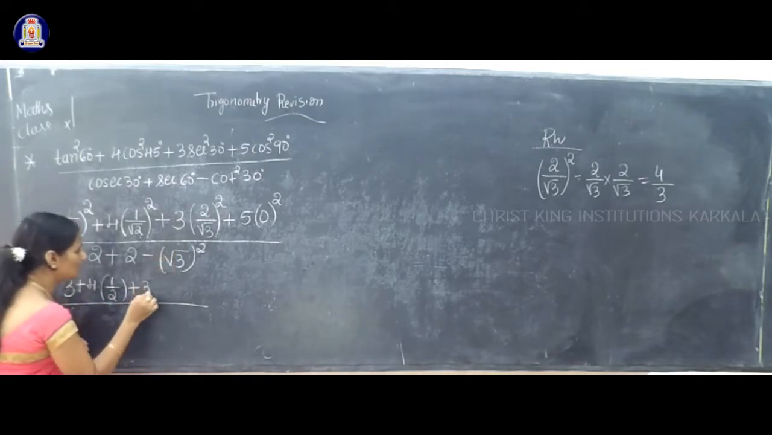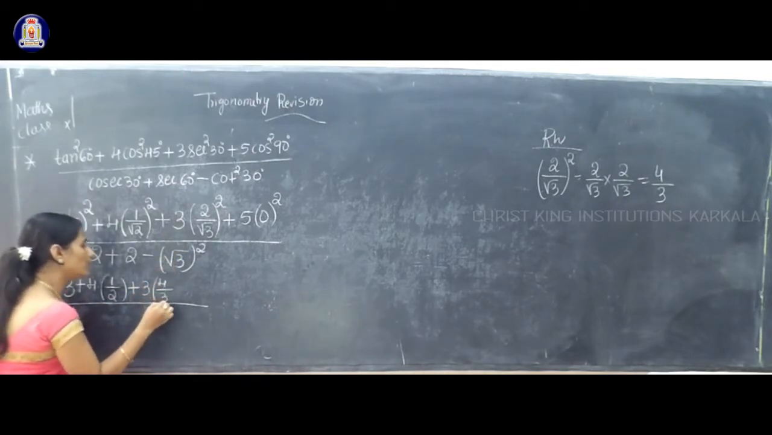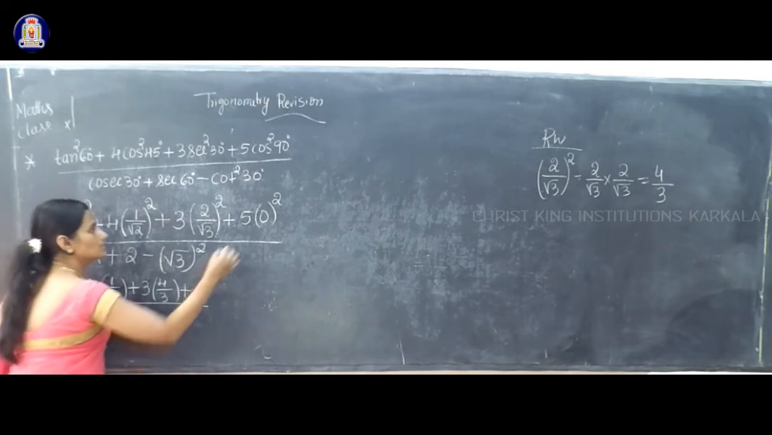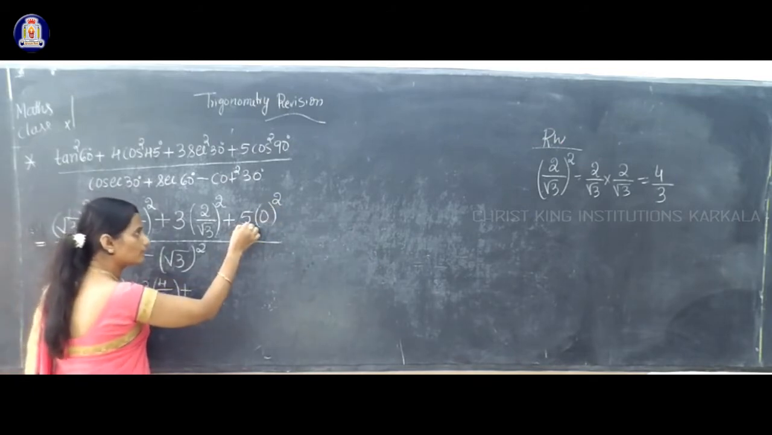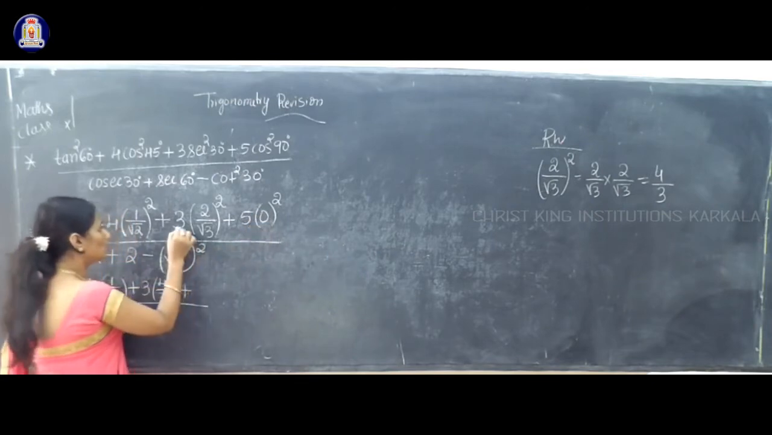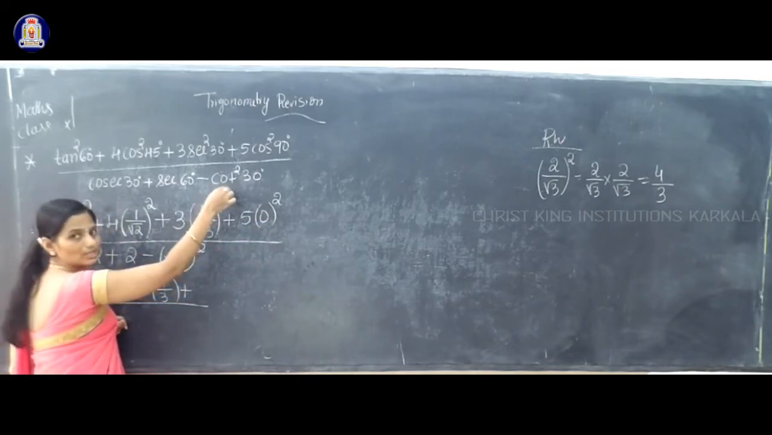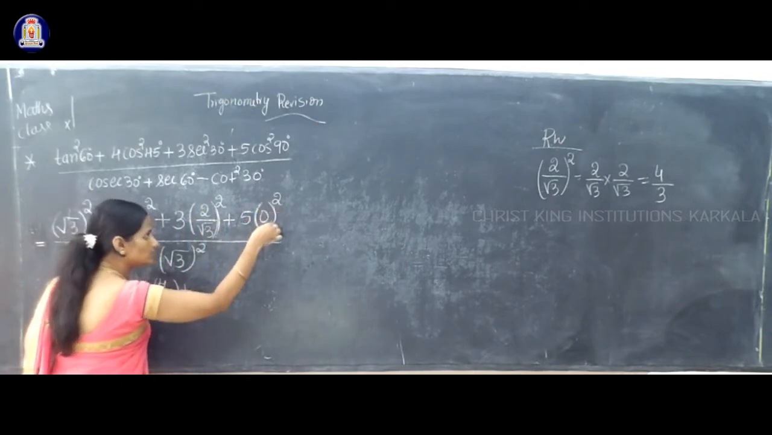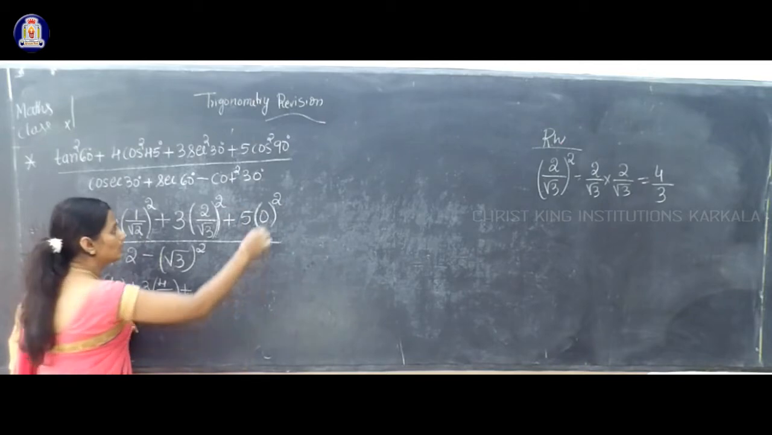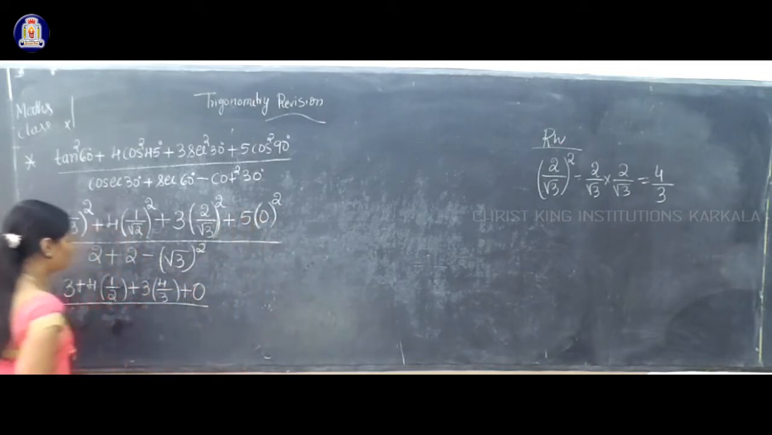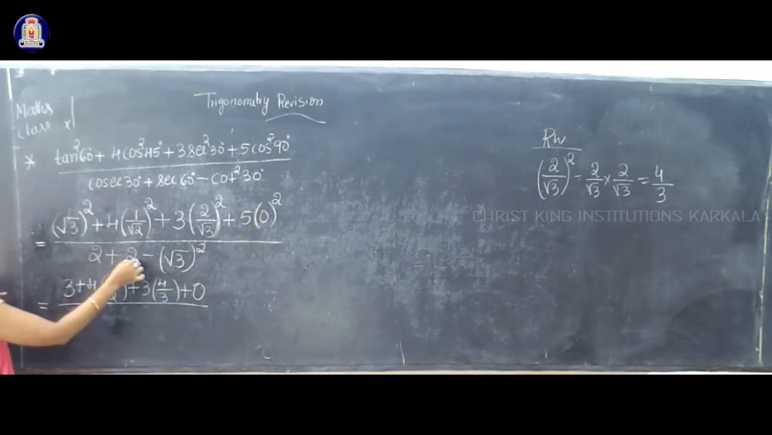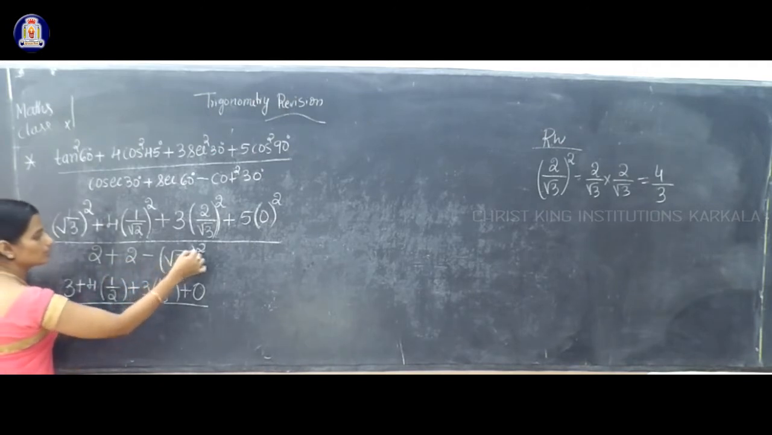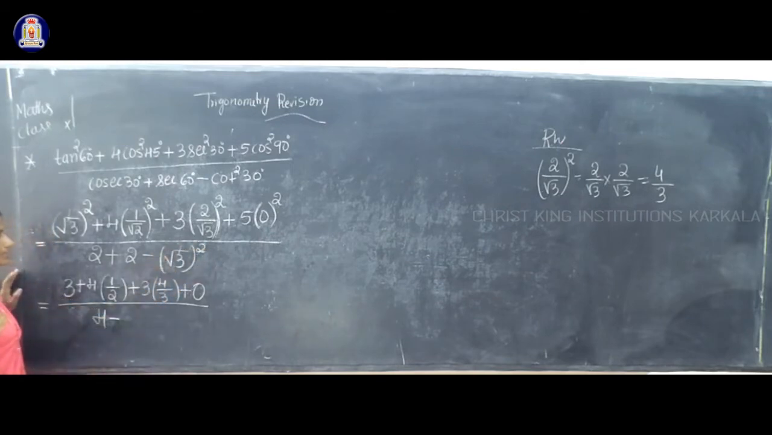So it is 3 into 4 divided by 3 plus 5 into 0 square. Don't simplify 5 into 0 square first, that is wrong. First simplify 0 square. 0 square is 0, 0 into 5 is 0, whole divided by 2 plus 2 minus square root of 3 whole square. It is equal to how much? 4 minus, square and square root cancel, it is 3. Right? It is 3.